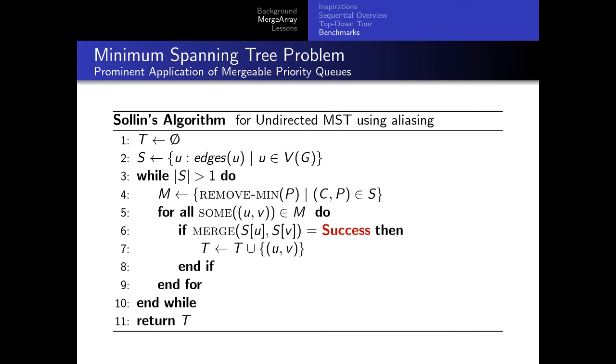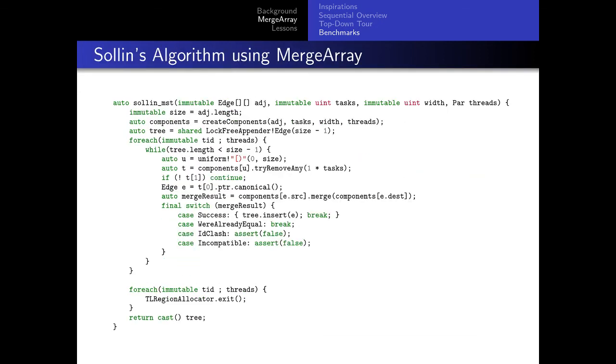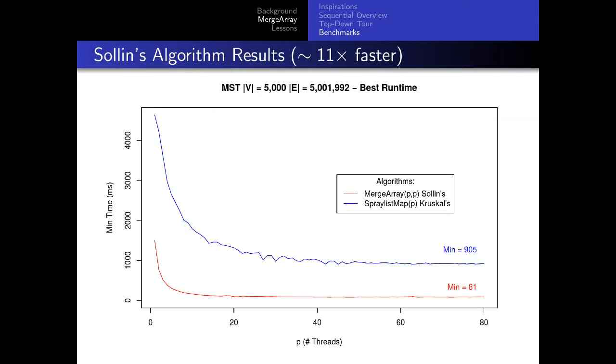I also ran an actual algorithm to compare it with the spray list, for the same minimum spanning tree problem. So I have some D code for this. The basic idea is that in terms of runtime for a relatively large graph, my algorithm uses the merges, while the spray list I'm comparing it to can't merge, so it has to use a different algorithm. Mine is like 11 times faster as you get lots of threads.